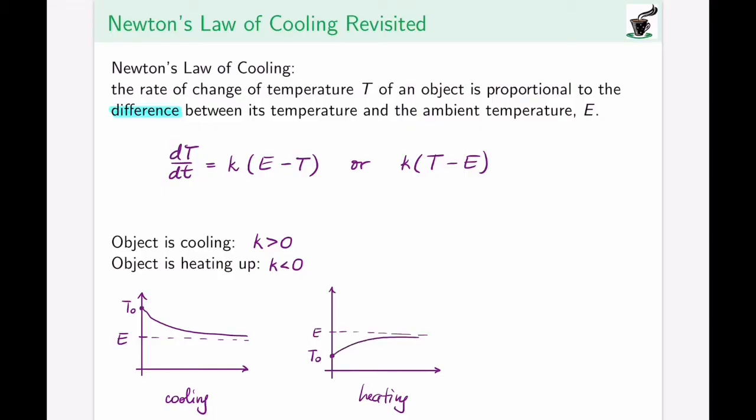So the two scenarios, for example, that we think about all the time is cooling down, the ambient temperature is the room temperature, and the object we're talking about is, for example, a cake being taken out of the oven.